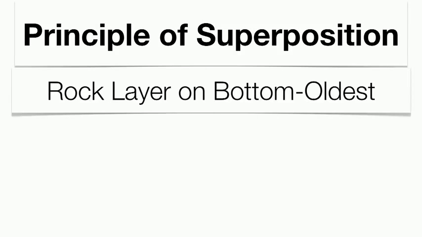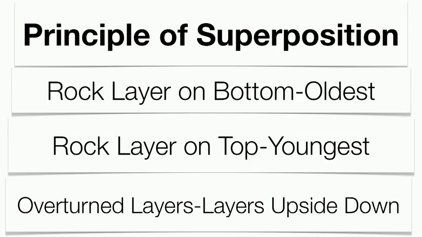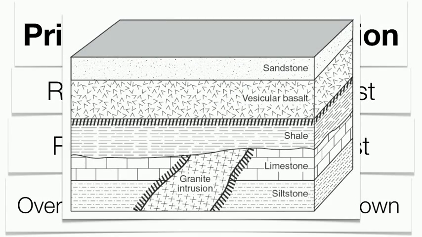That leads us to the principle of superposition, which states that the rock layer on the bottom is going to be the oldest, and the rock layer on top is going to be the youngest. Sometimes you get layers that are overturned, which means the layers get turned upside down. In that case, the youngest would be on the bottom and the oldest on top. But the Regents has to let you know if that actually happens. Here you can see the youngest on top, the oldest on the bottom. It's very important to understand your sequences with those rocks.